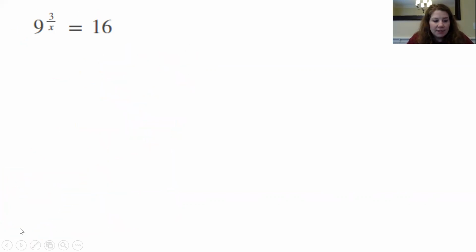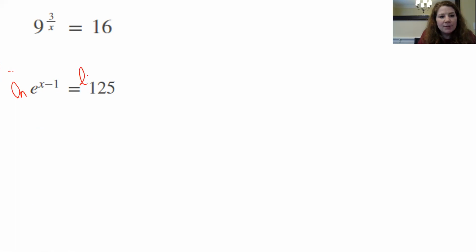All right, let me erase all this. The next problem asks for e raised to x minus 1, so on and so forth. Since it's the natural e, instead of using the log, we want to use the ln. So we're going to do the ln of both sides.